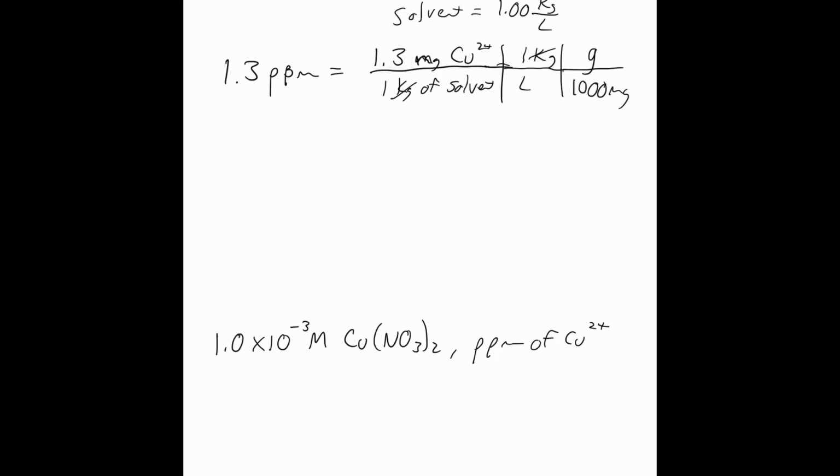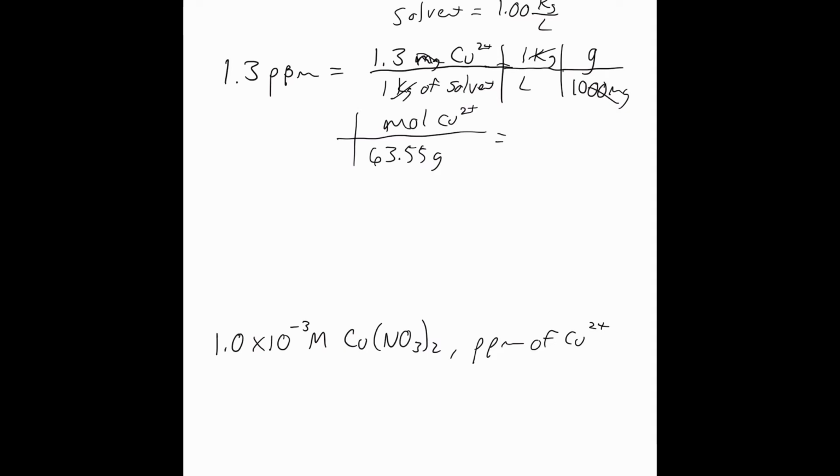There's 1,000 milligrams in a gram, so we're dividing out the milligrams. So now we would be in grams per liter, and the way we convert from grams to moles is we use the molar mass. So we look it up: 63.55 grams per mole. That's the molar mass of copper 2 plus.